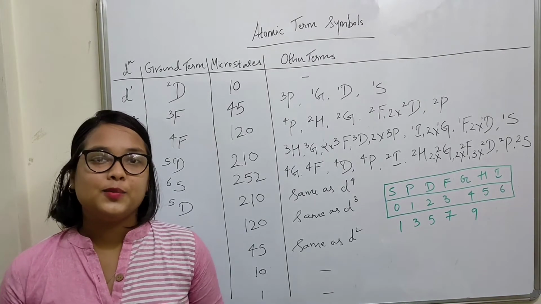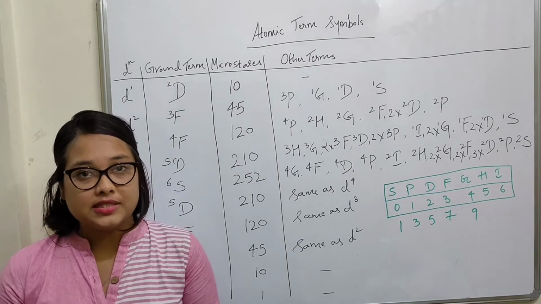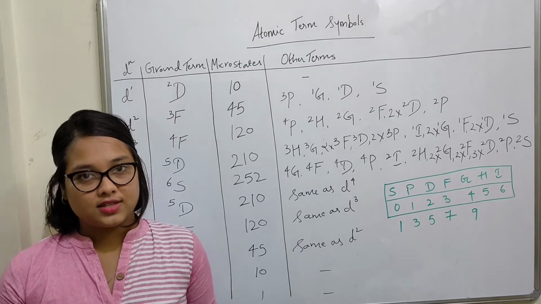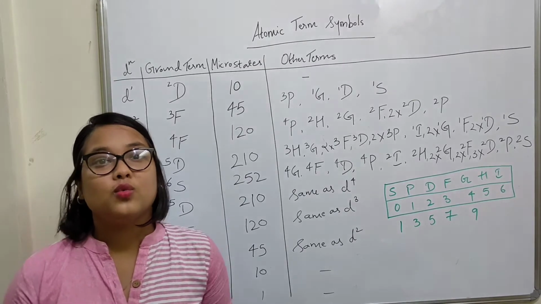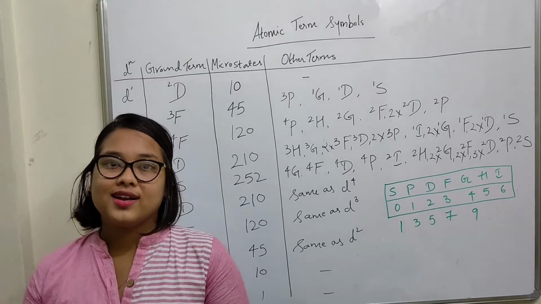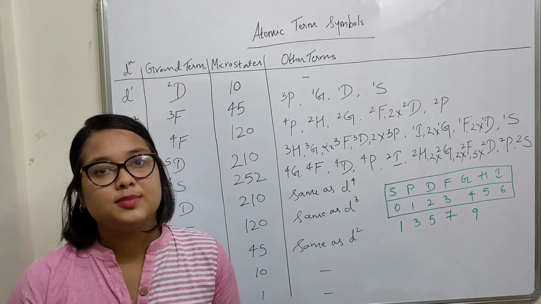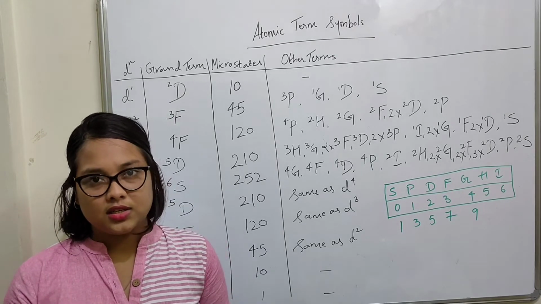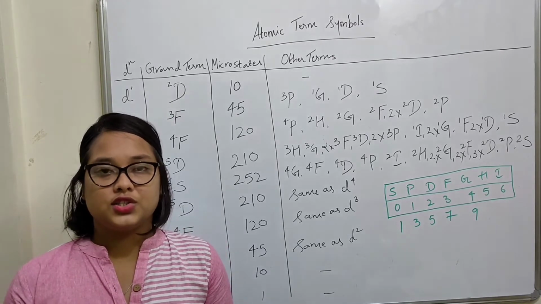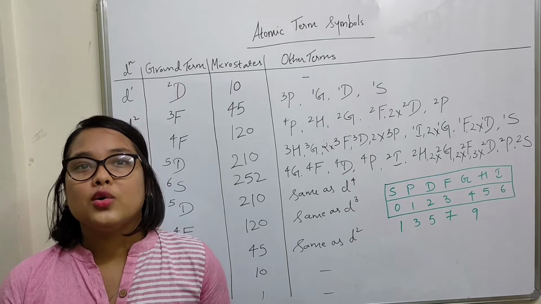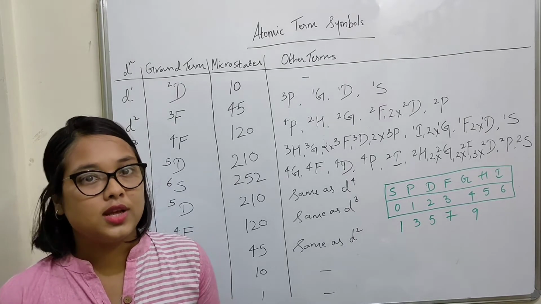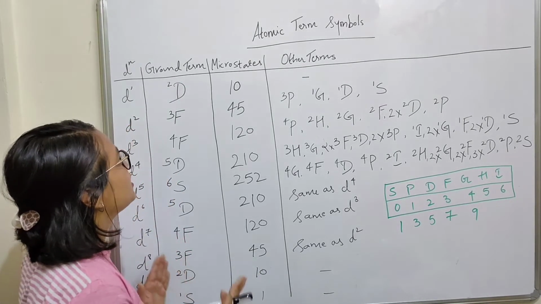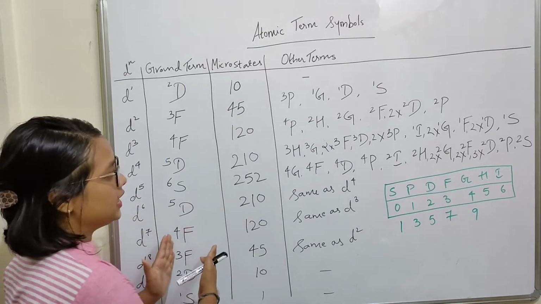So the last time we discussed the atomic term symbols with respect to the first D transition series. In case you have not watched that video, please go ahead, watch it and then come back to this, because this is a follow-up. In the previous video, we discussed the ground state term symbols for the first row transition series, and I told you how to find the number of microstates. Today we are going to discuss the ground state term.